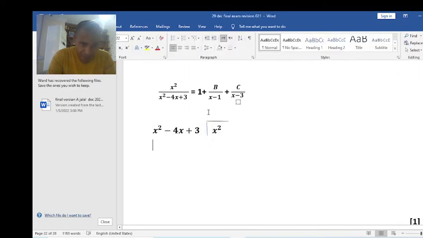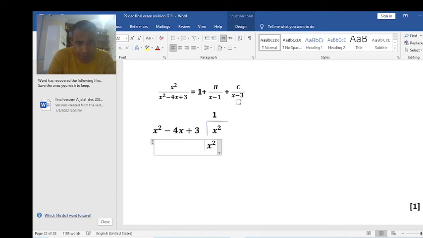If you see x squared divided by x squared gives 1, I will just write here 1. Then 1 multiplied by x squared is x squared, minus x squared, then plus 1 multiplied by negative 4, so it will be negative 4x. Then let's say reverse the sign, plus 4x, then plus 3, I will write negative 3. So x squared minus x squared is 0, so the rest, the remainder, is 4x minus 3.